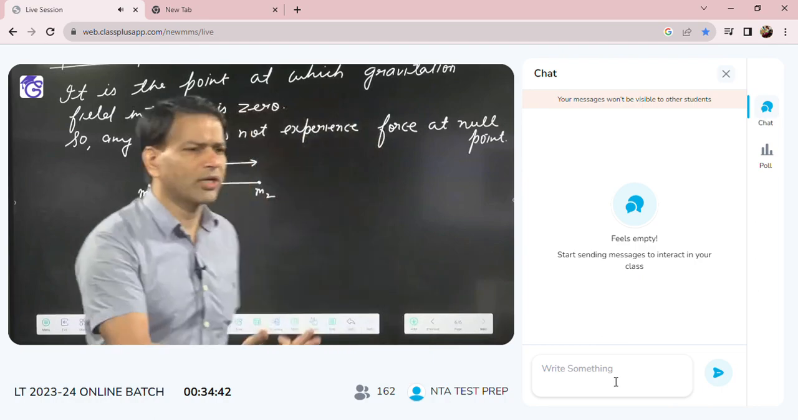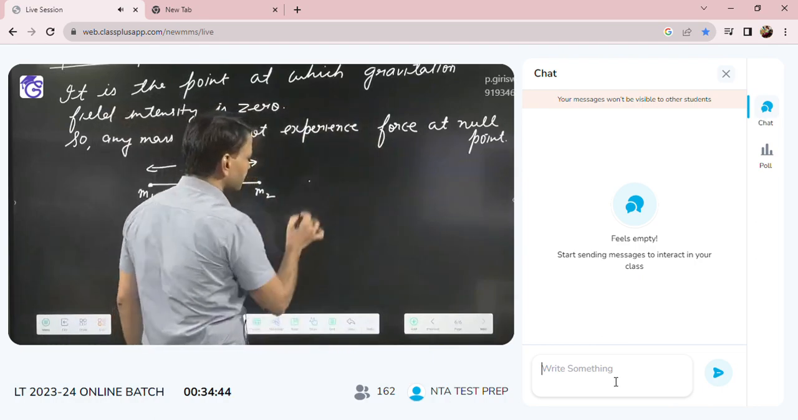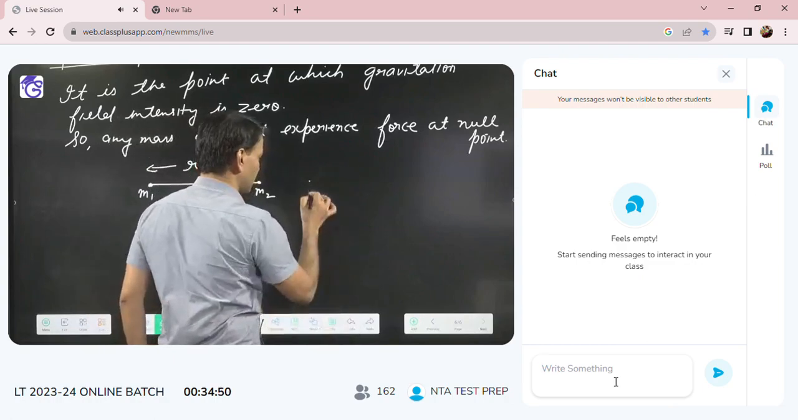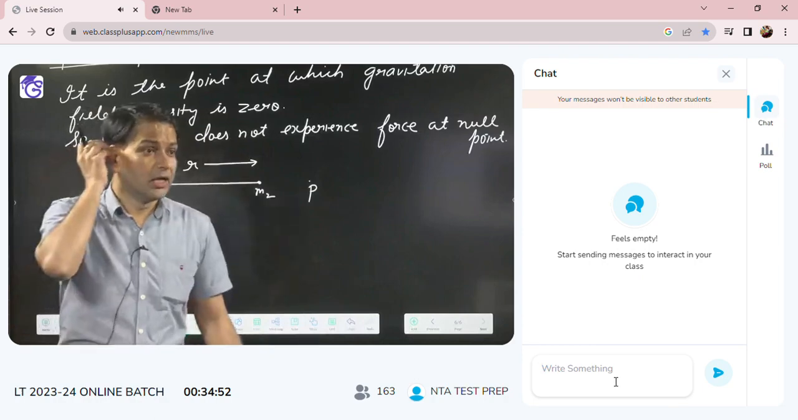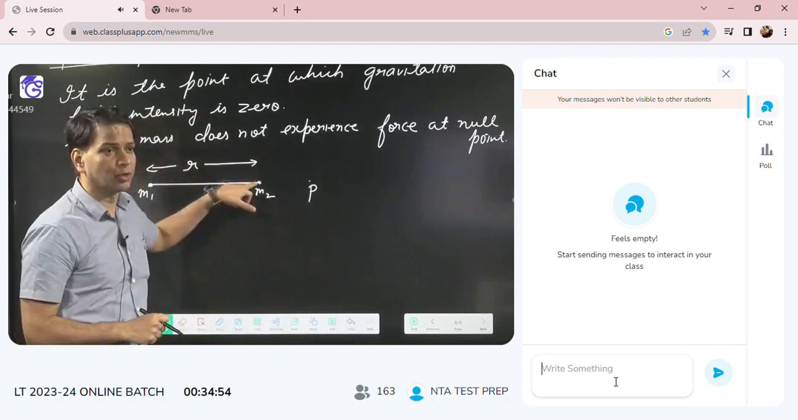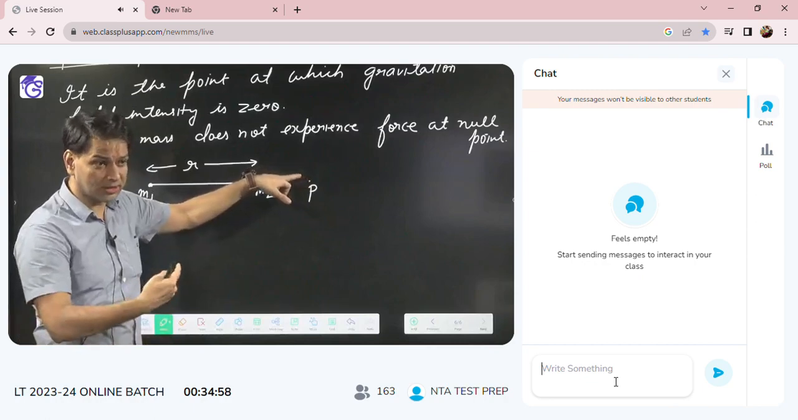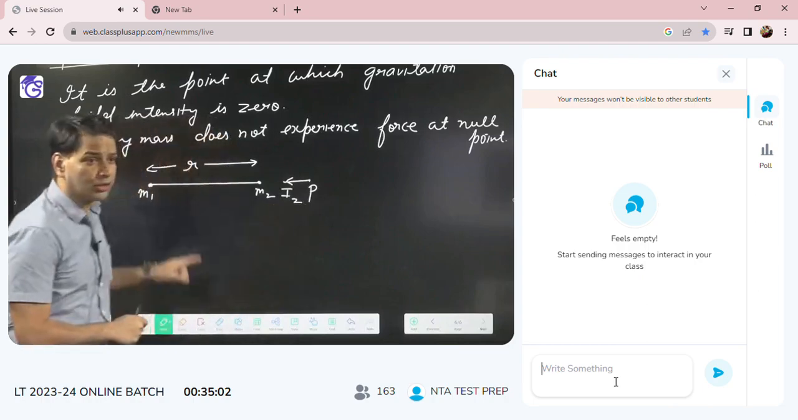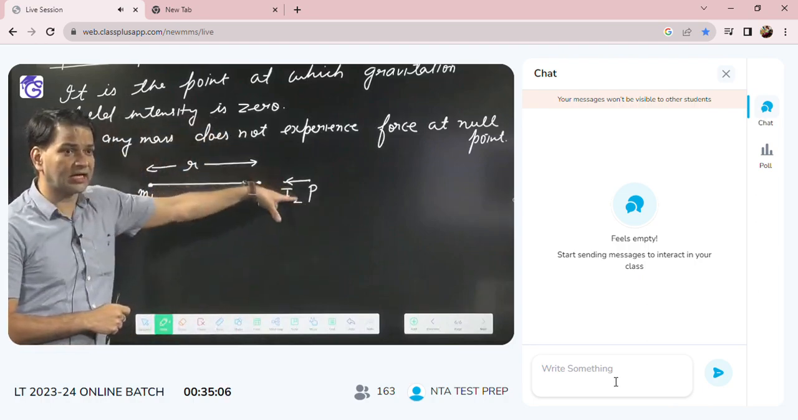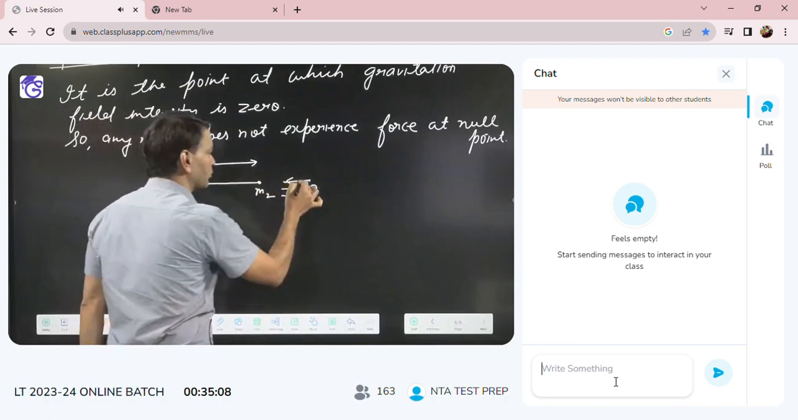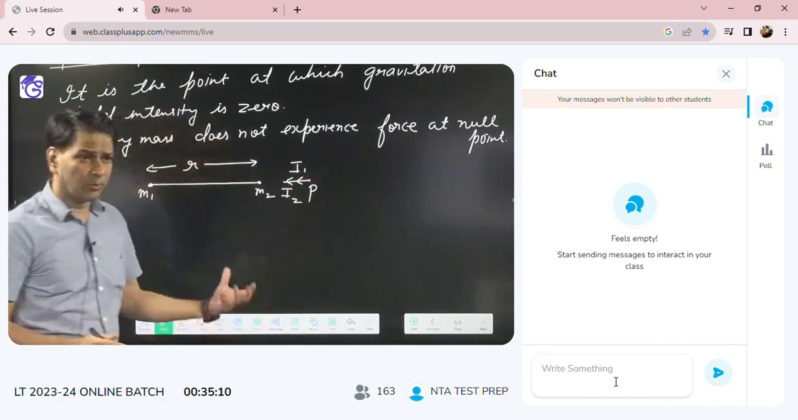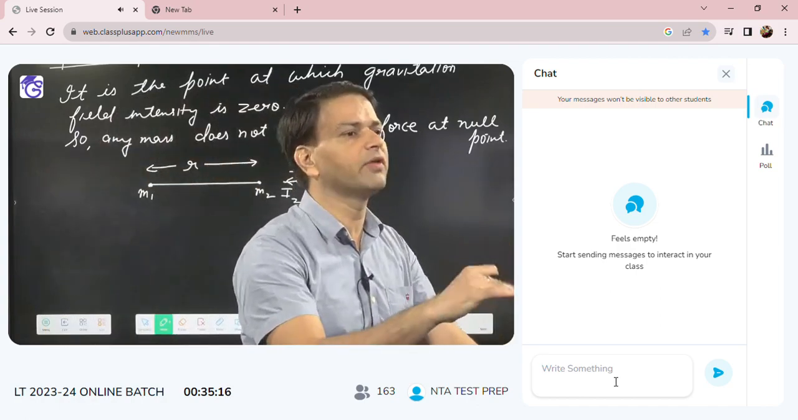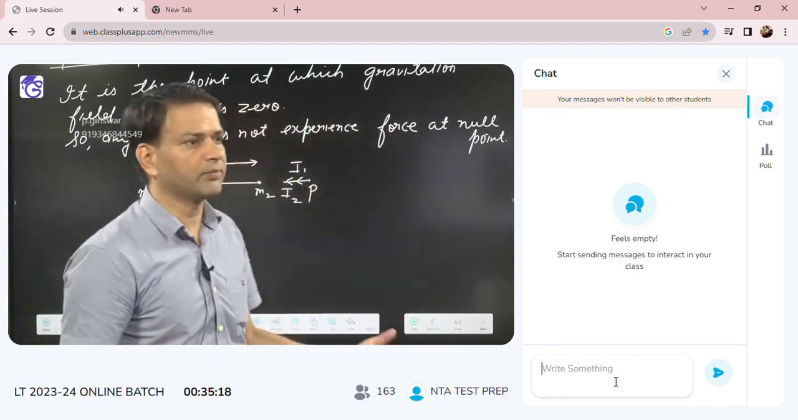And you can check also. Suppose I am checking at any point P. What is the direction of intensity at P due to M2? Towards the point mass, so I2 is towards M2. Due to M1, what is the intensity direction at P? Towards M1. Now you can see both intensities are in the same direction. The sum of two positive quantities will never cancel, never zero. So I1 plus I2 will not be zero.